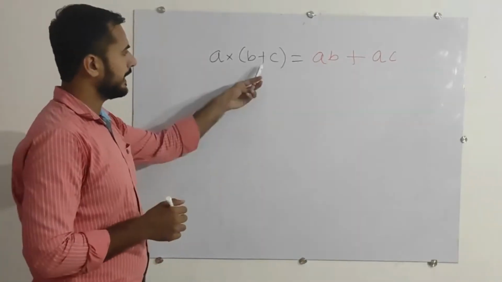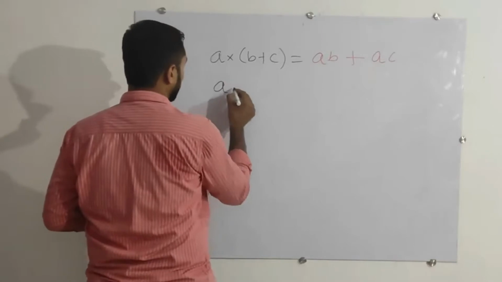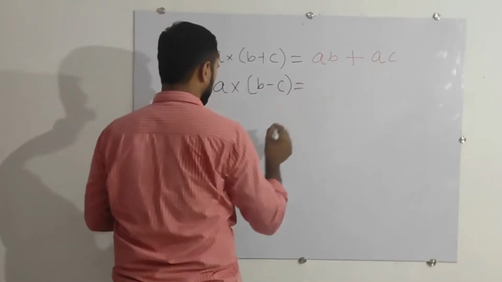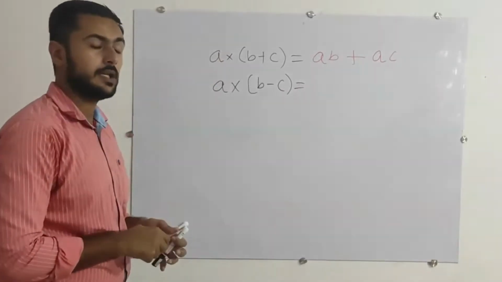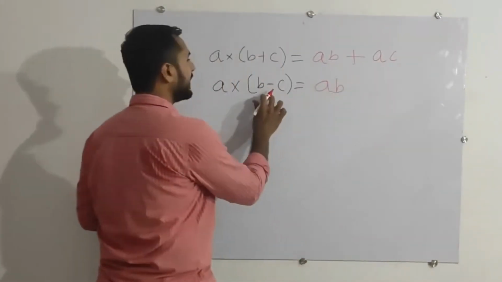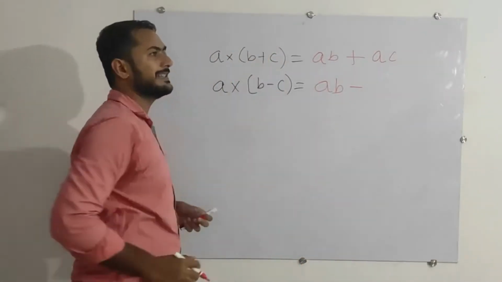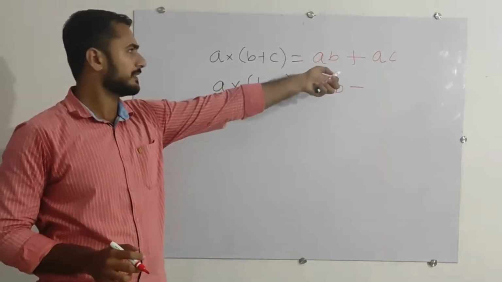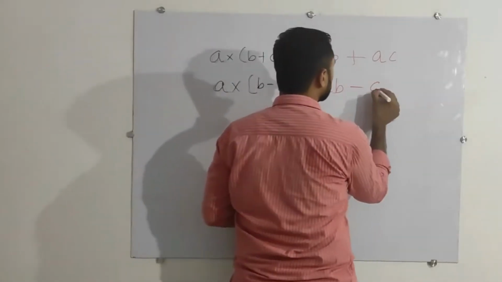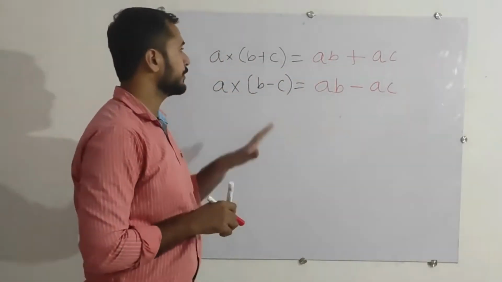Here is addition. Suppose there is subtraction. At that time, what will happen? If I just write A multiplied by B minus C, it will be A into B, and here is subtraction, so just put the subtraction. Here there was addition, so we just keep addition. Now subtraction, A into C as it is. This is how we can do the distribution.